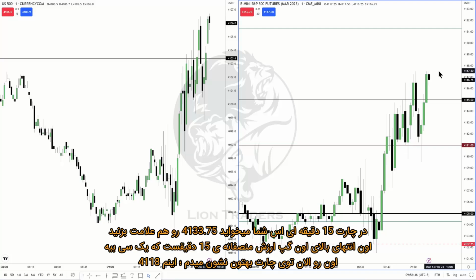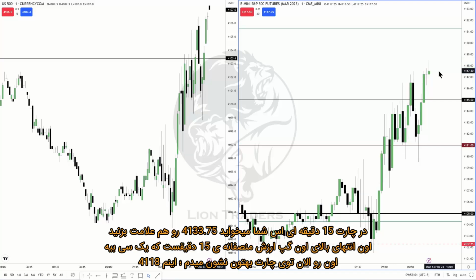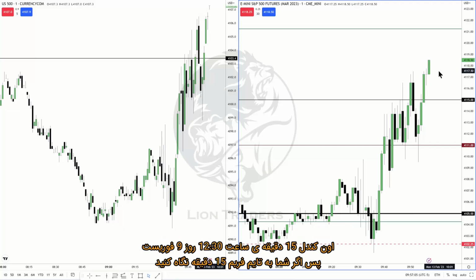In your 15-minute ES chart, you want to have 4133.75 noted as well. That's the high end of the 15-minute fair value gap, which is a SIBI. I'll show you on the chart in a minute. I'm just looking at it. Chart because there's a 41.18. It's the 15-minute candle at February 9th, 2023 at 12:30. The time interval for there. So if you look at the 15-minute time frame.